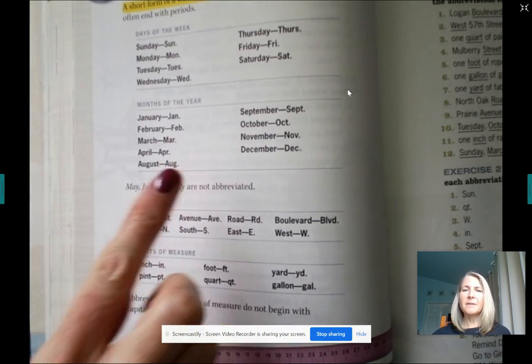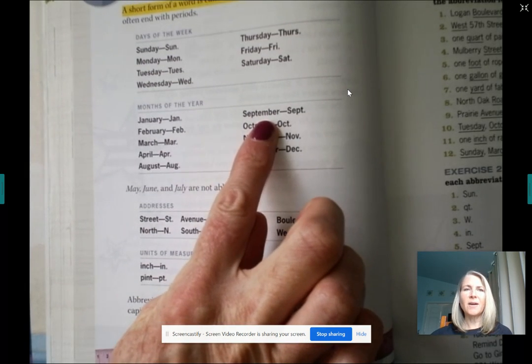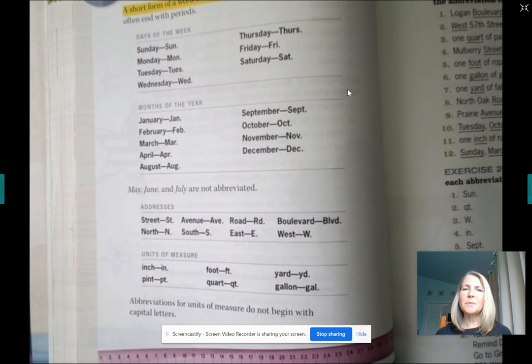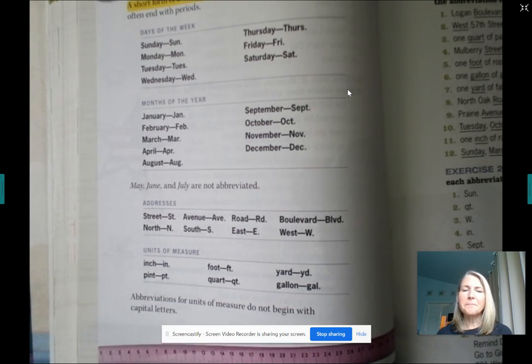And again, there's no hard and fast rule to it. When we're looking here, most of the time it's the first three letters, but sometimes it's not. Same with the days of the week. Sometimes it's the first three letters, sometimes it's not. So you can count on that being the general rule of thumb. But again, there are always exceptions to this, so you just have to memorize them.